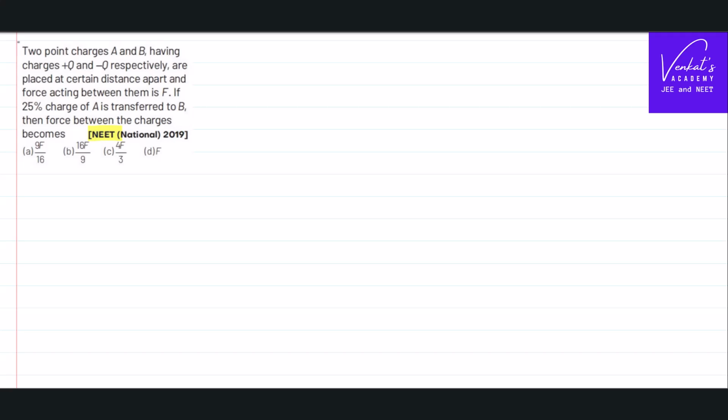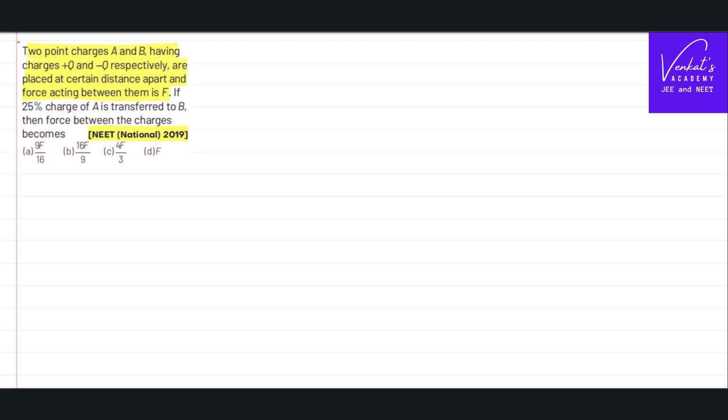This is the NEET 2019 question in electric charges and fields. The question is like this. Two point charges A and B having charges plus Q and minus Q respectively are placed at a certain distance apart and the force between them is F. Let us try to understand this part first before I go ahead and solve the further part of the problem.